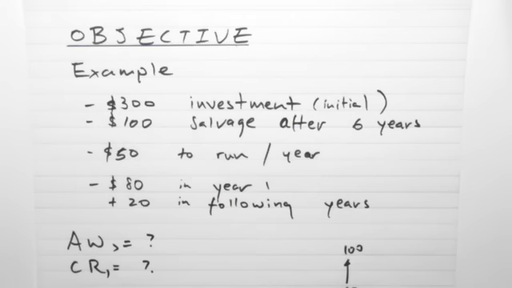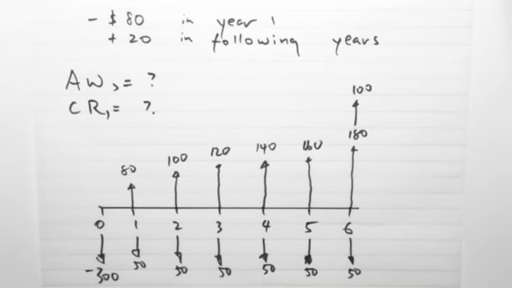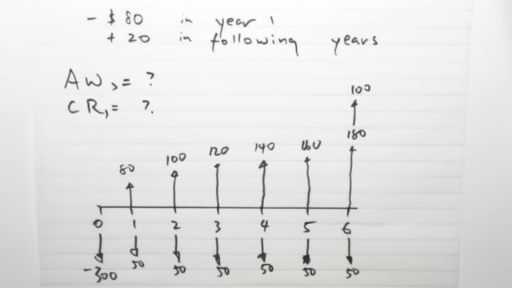But before we can do any of these things, we need to correctly draw our cash flow diagram. So here I have shown how the cash flow diagram will look. I'll just quickly explain what each of these cash flows means. Firstly, at year 0 there must be a minus 300 because that's the initial investment cost. We know that it costs $50 to run per year. That's where the minus 50 in each period comes from.